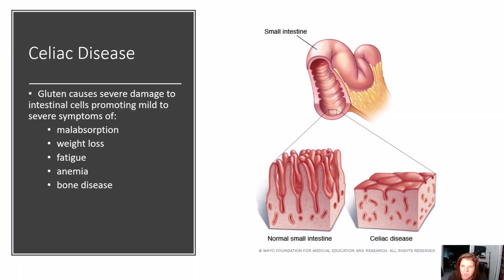So this is a really big problem for us. And this is just another illustration of it. I was explaining the finger-like projections. Look at the difference between the normal small intestine and celiac disease. So we get to the point eventually where the person is not able to absorb much of anything. And so malabsorption, weight loss, fatigue, anemia, and bone disease are very common as this disease progresses.